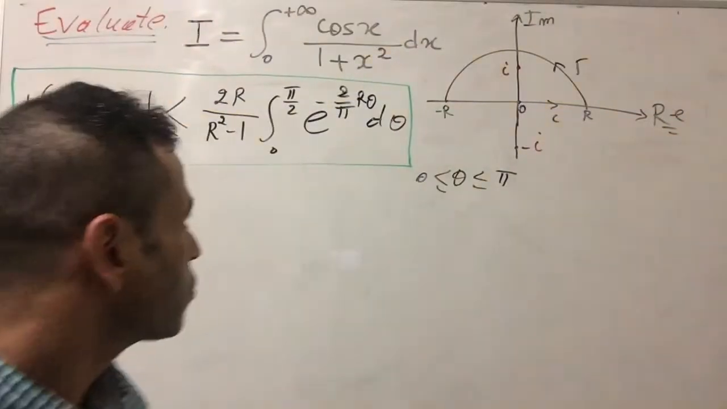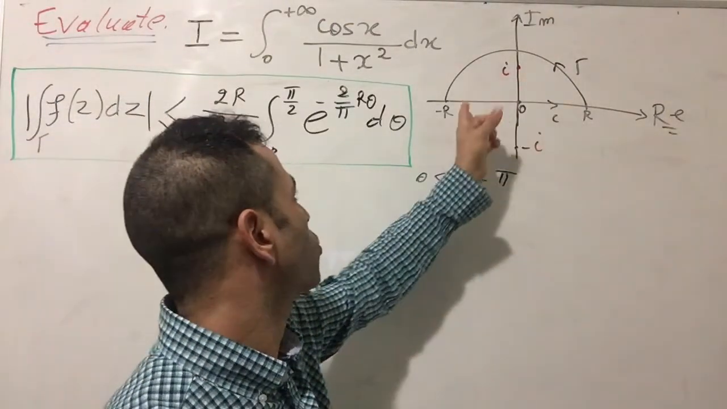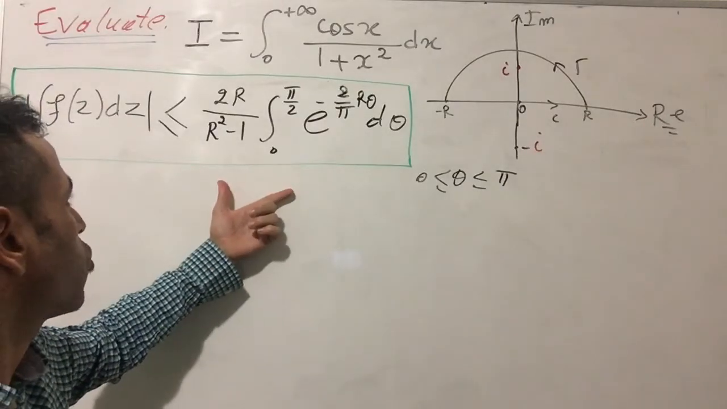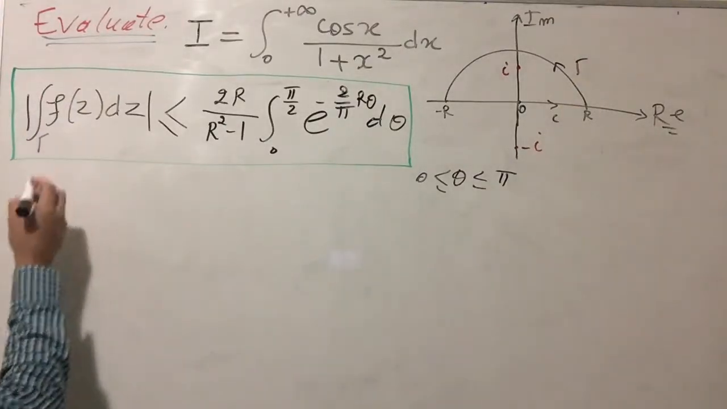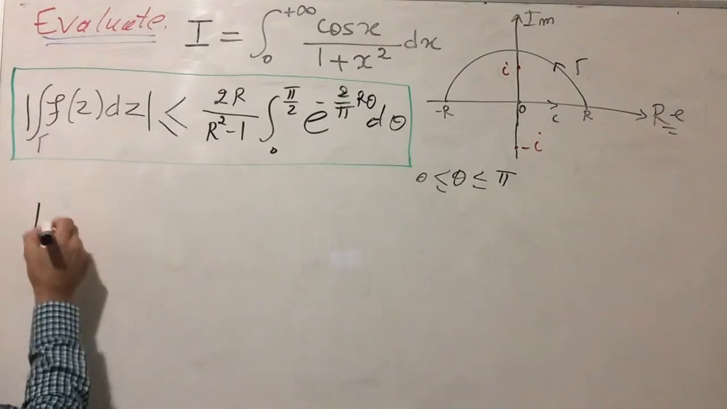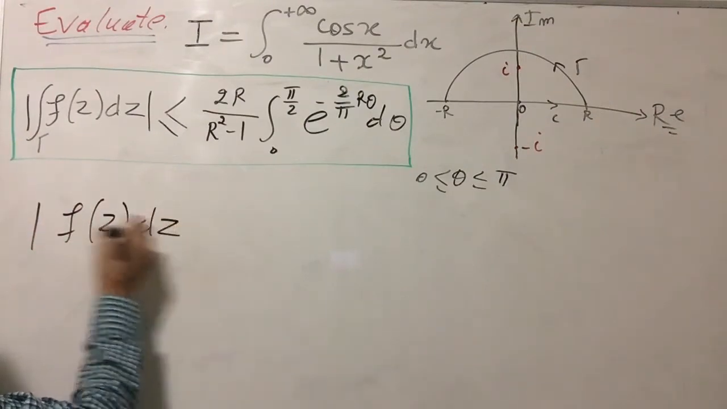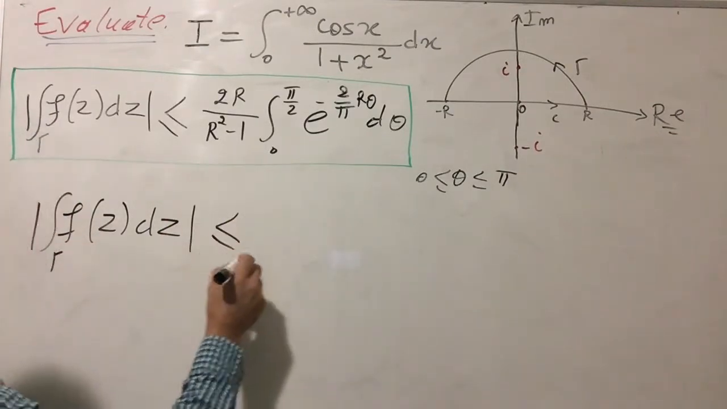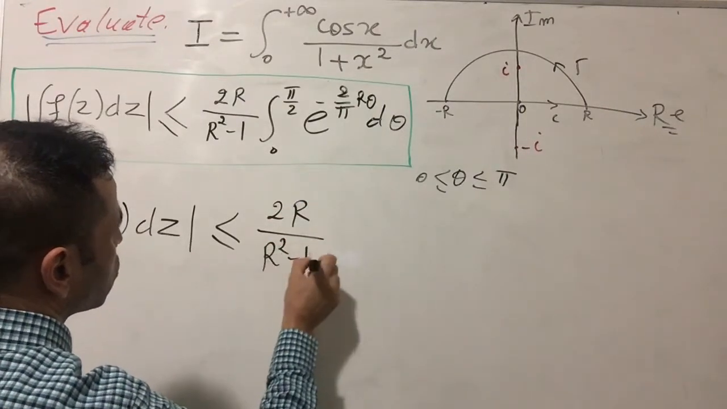So in the last board I was working on gamma, the integral of this closed contour, and came up with this final expression. So now I'm going to evaluate this integral. So we have the absolute value of this integral of f of z dz over gamma is inferior or equal to r over r squared minus 1.